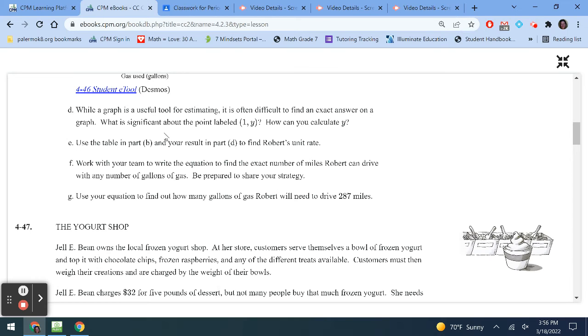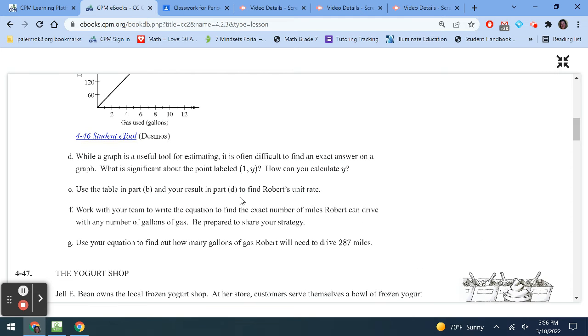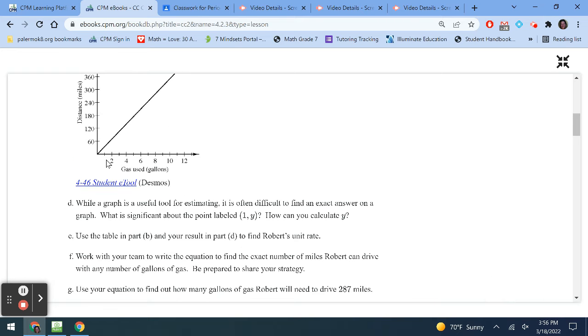So Delta says, while a graph is a useful tool for estimating, it's often difficult to find an exact answer on a graph. What's significant about the point labeled 1, y? So again, we're talking about the point that is labeled right here, 1 for x, come up, y. So for this one here, what's significant about it is that's my unit rate. Whatever that y-intercept is, my unit rate.